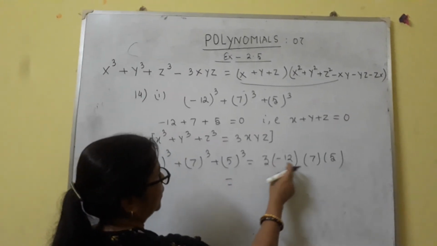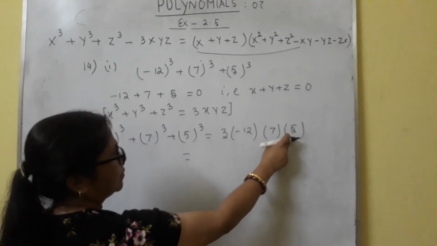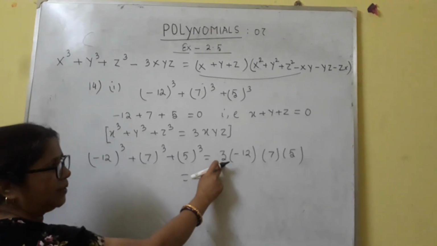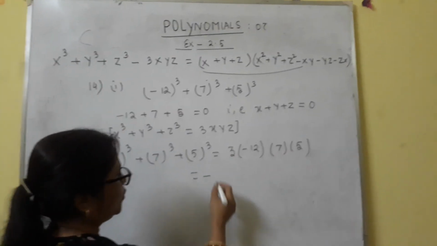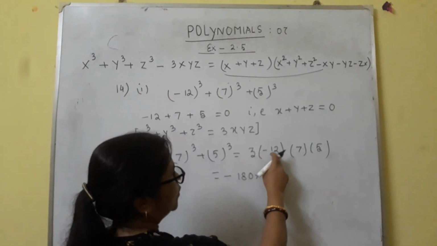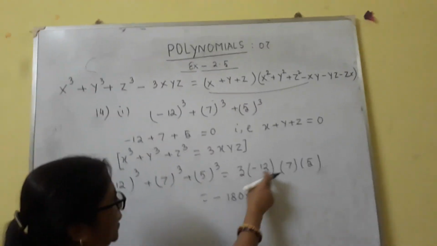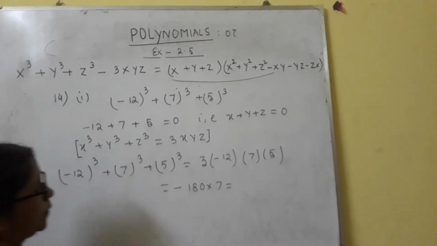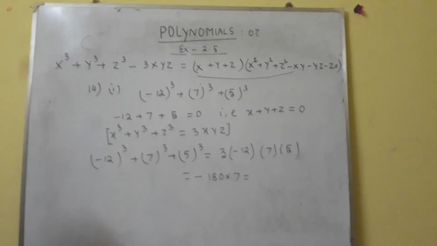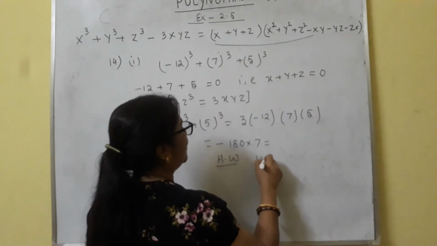Simplifying that part, 12 into 5 is 60, 60 into 3 is 180, 180 into 7. Calculate that part and you will get the answer. Exactly the same way you can solve sum number 14.